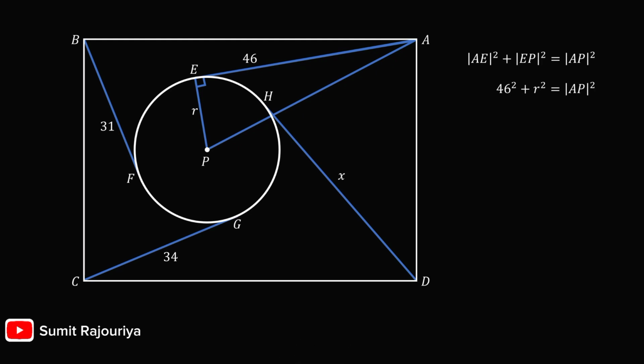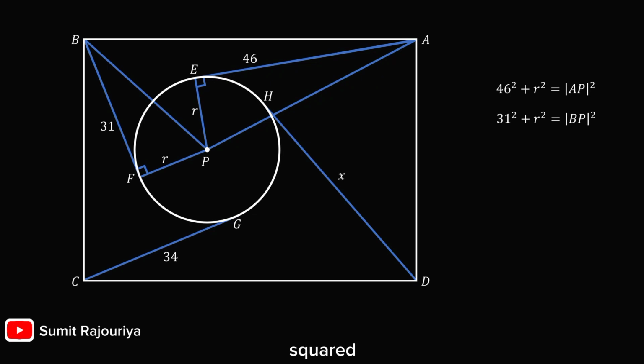Let's do a similar construction for the remaining three tangent lines. Construct the triangle BFP. Since BF is a tangent to the circle, BF is perpendicular to FP. FP is the radius of the circle, so its length is equal to r. So in this right triangle, we have 31 squared plus r squared is equal to BP squared.